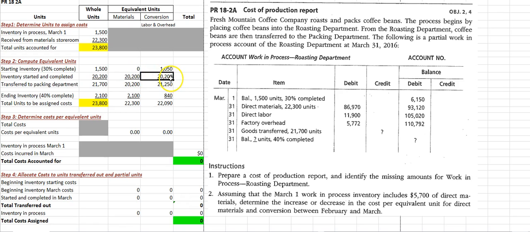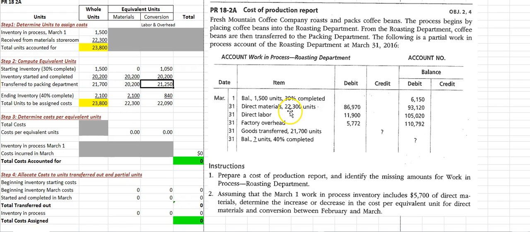So it's going to be again 20,200. Okay. So far these are my equivalent units as far as what was transferred to the packing department. Okay. Now I have some ending inventory. So how do I calculate my ending inventory?